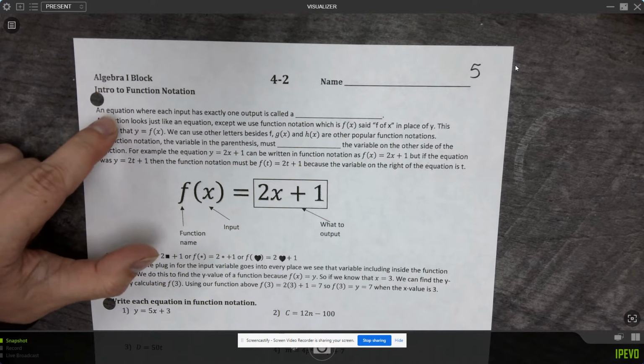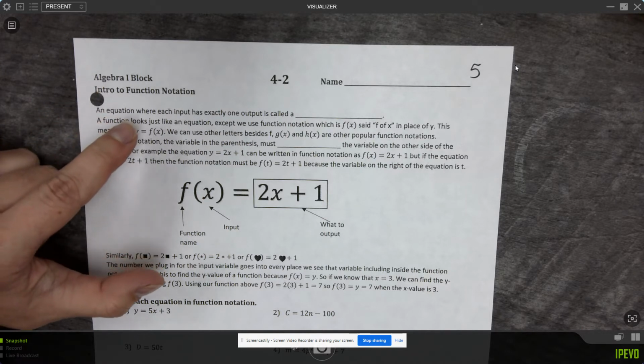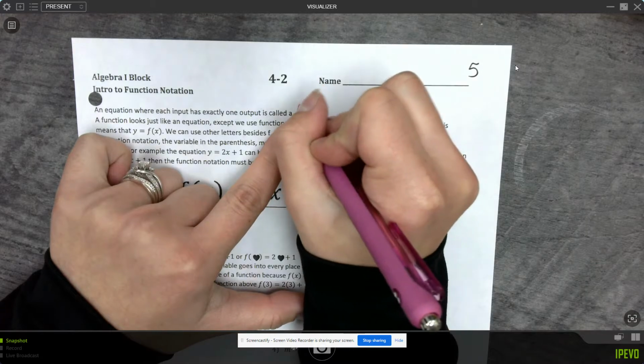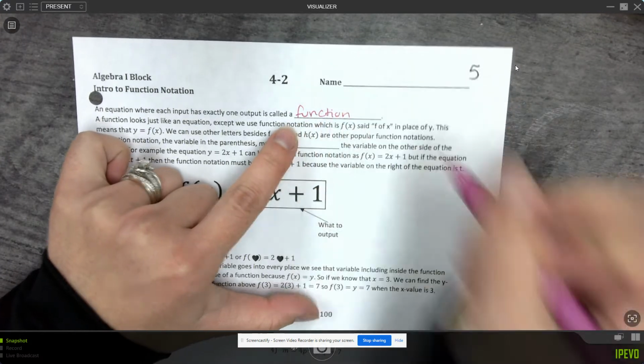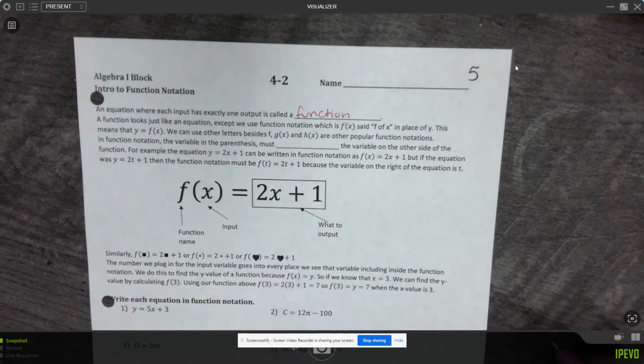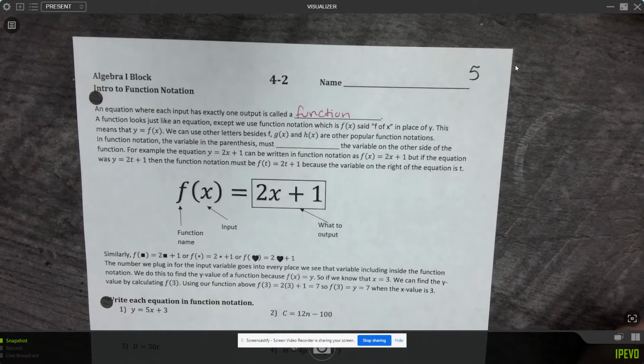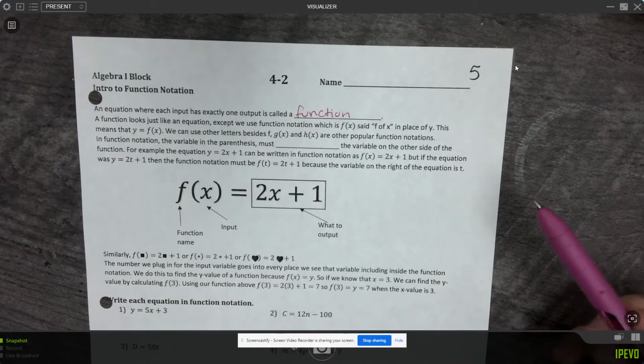An equation where each input has exactly one output is called a function. So you talked in the last lesson about a function and how it passes that vertical line test. A function is a graph that is some type of a continuous graph. So you saw some that maybe look like lines or whatever, where they're not just points. Those all have equations that go to them. And those equations are then also functions because the graph was a function.